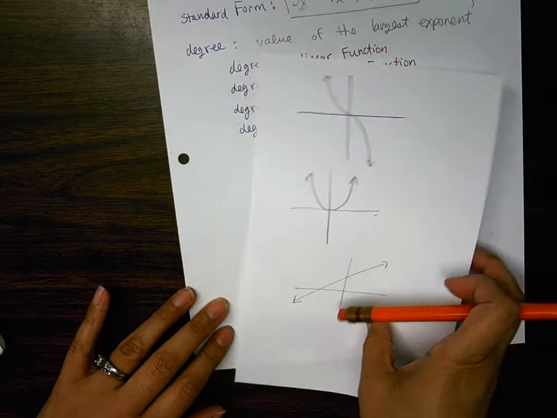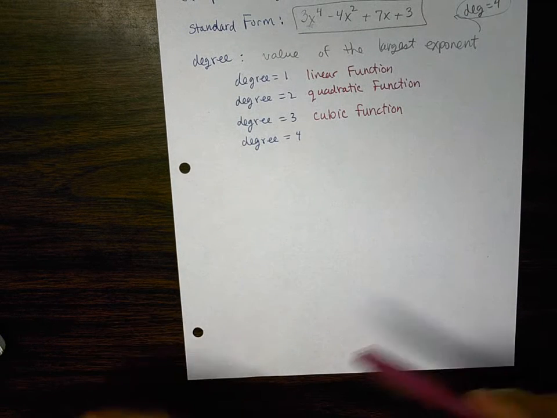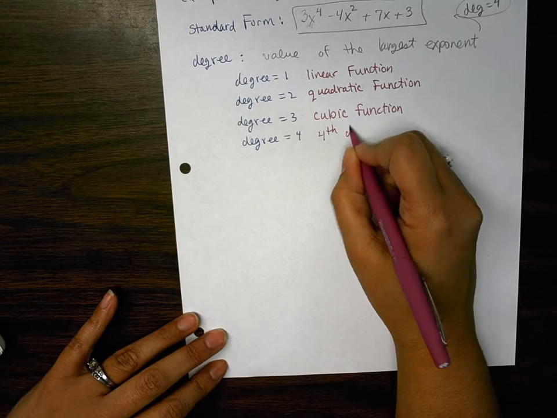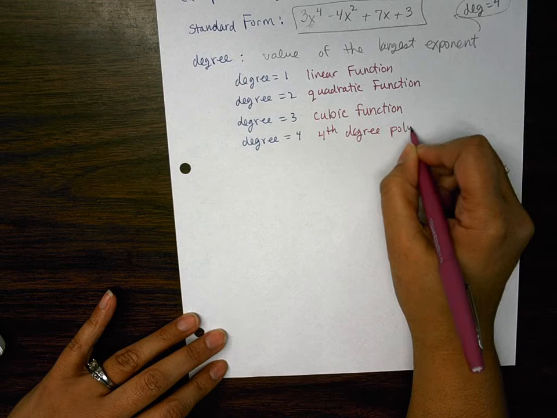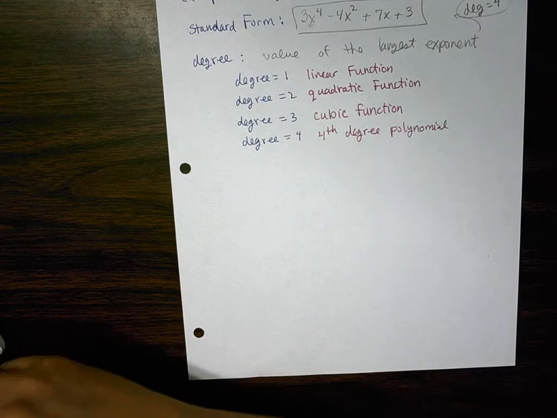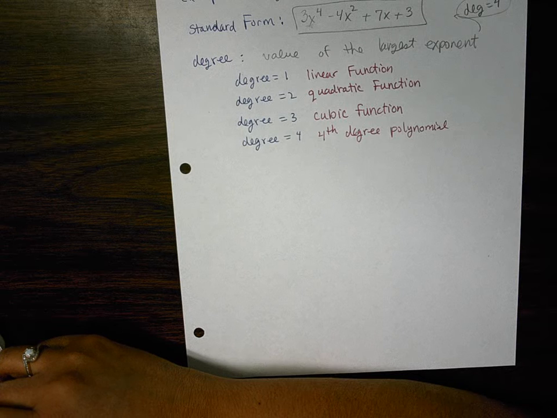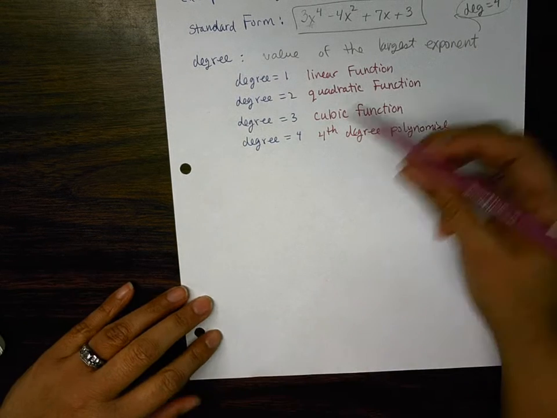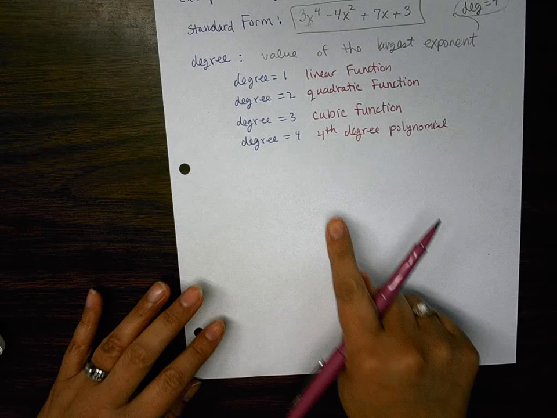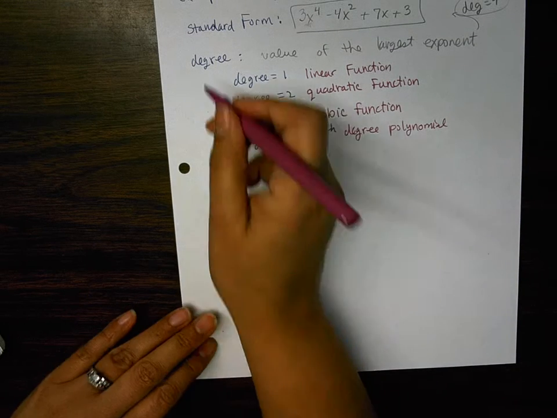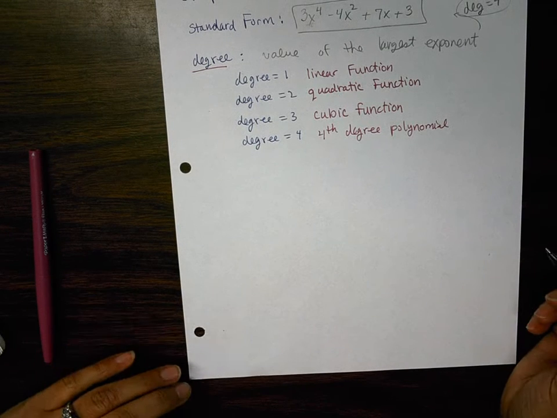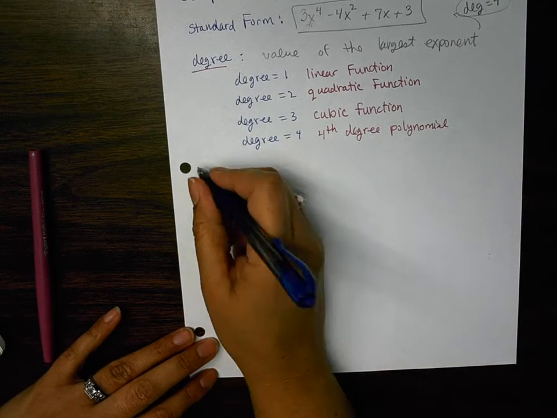Okay, those are the only ones that we have special names for. Anything higher, you would just say it by its number. So say if the degree was 4, you would say 4th degree polynomial. If the degree was 5, you'd say 5th degree polynomial. 10th degree polynomial, whatever the exponent is. So we have special names for 1 through 3. Anything higher, you just call it by its number. All right, questions on degree. All right, you will also be naming polynomials by the number of terms.